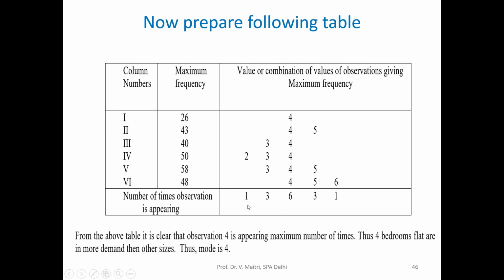So the number of times observations are appearing: 1 time, 3 times, 6 times, 3 times and 1 time. The only error is that in place of 26 it should be 25. So we can say 4 is appearing the maximum number of times, 6 times. So the 4 bedroom flat is in more demand than other sizes. As a housing authority, we can take a decision that we should make more houses of 4 bedroom size.